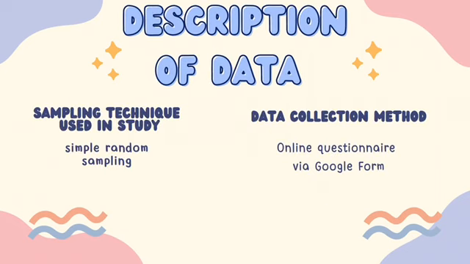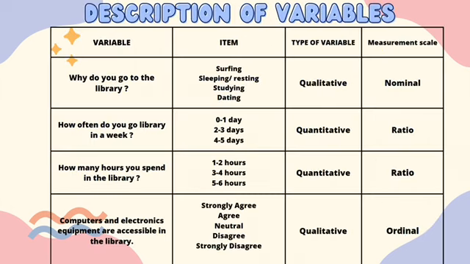Next is the sampling technique used in the study. We use simple random sampling and data collection method. We sent an online questionnaire via Google Form. And then this is our description of variable.